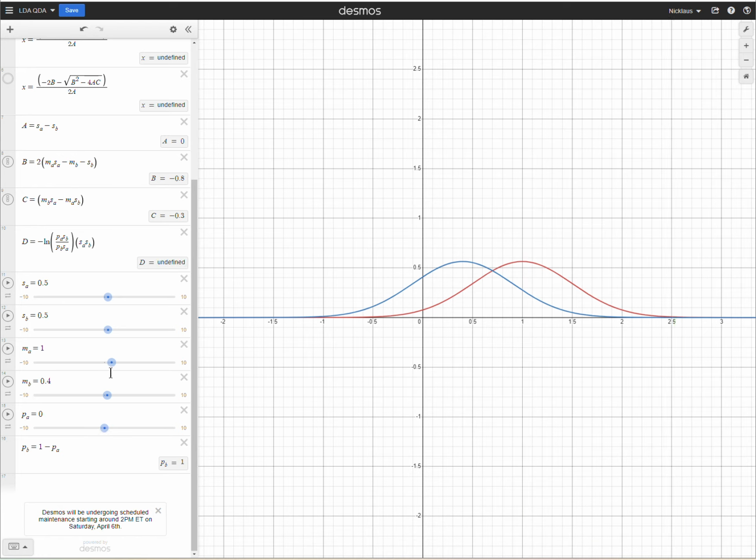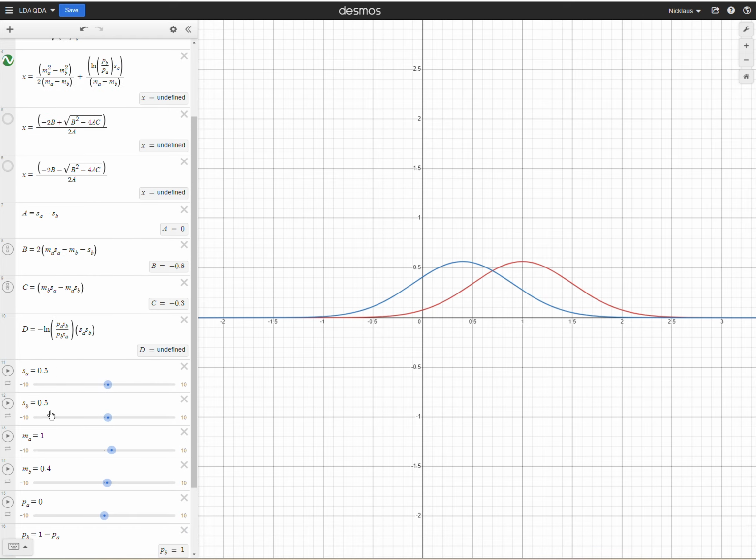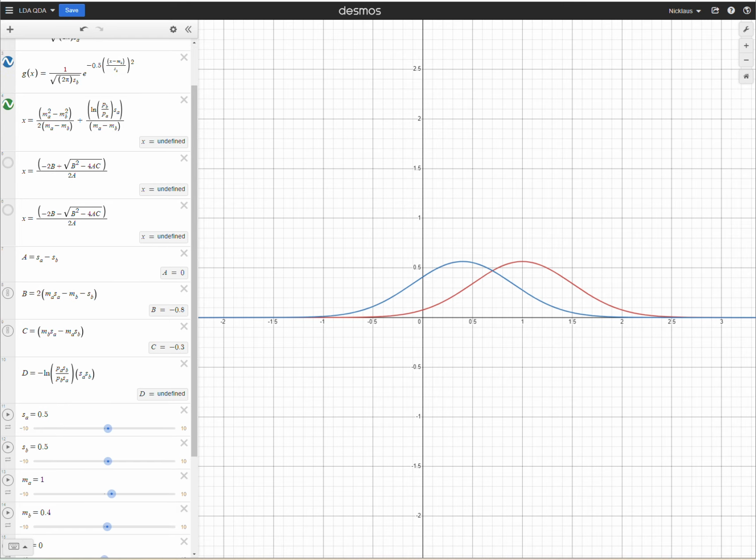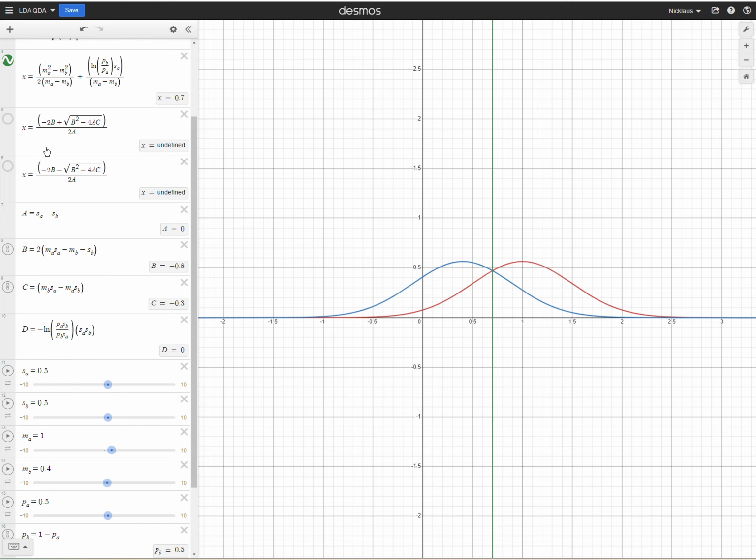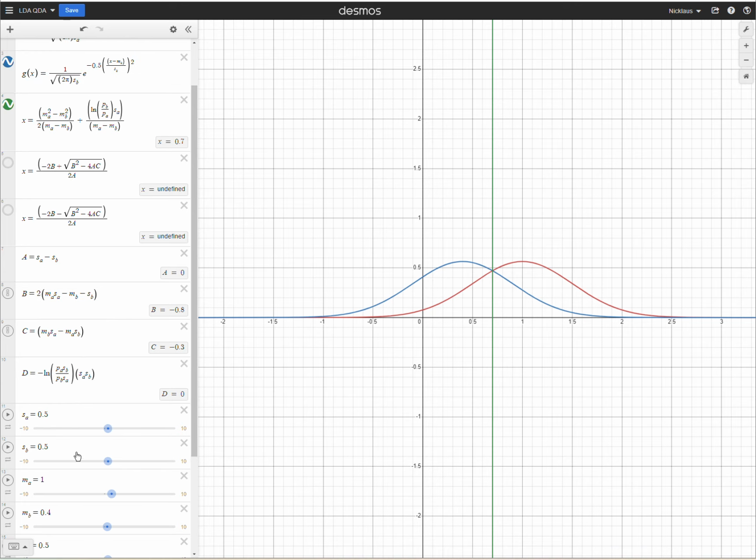The other thing to notice is that when I have equal standard deviations between the two groups, which I do here, over on the left-hand side, these are my decision boundaries for quadratic discriminant analysis. Notice that these are undefined. So that's interesting to note.